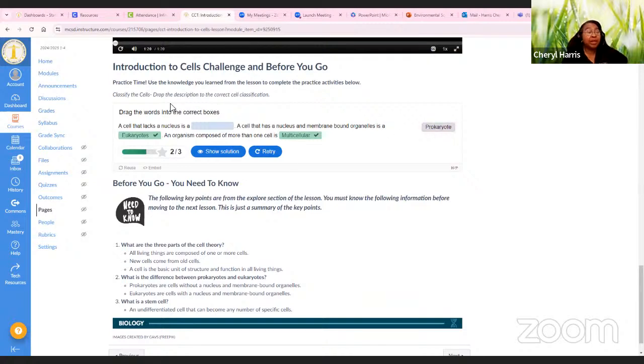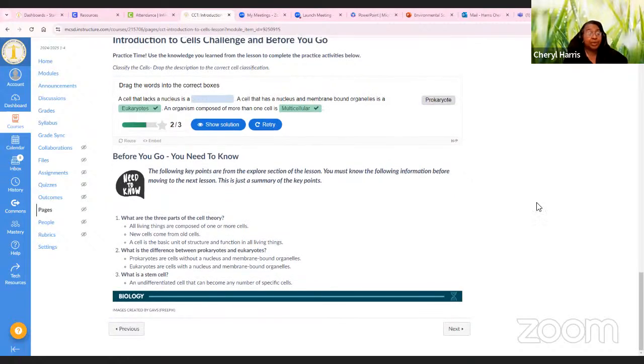So the prokaryote is the cell that lacks a nucleus. The cell that has a nucleus and a membrane is a eukaryote, and an organism composed of more than one cell is multicellular. Okay, so again, vocabulary, vocabulary, vocabulary. That's just vocabulary right there. Haven't even got into structure yet. So again, these are the basic things that we need to know from what we did today. You had an expanded cell theory, but these are the three main points of the cell theory: all living things are composed of one or more cells.